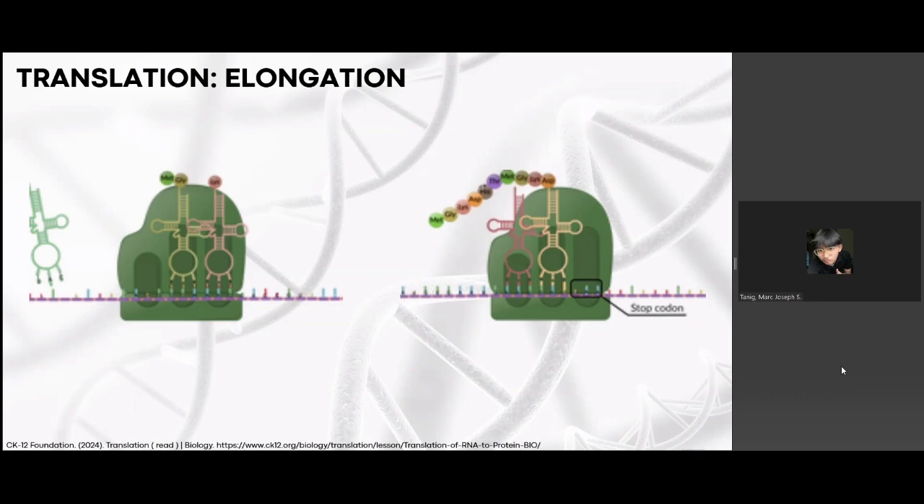The tRNA that was in the P site, which is now uncharged, moves to the E site, or the exit site, and exits the ribosome. The tRNA that was in the A site, or the aminoacyl site, now carrying the elongating polypeptide, shifts into the peptidyl site.